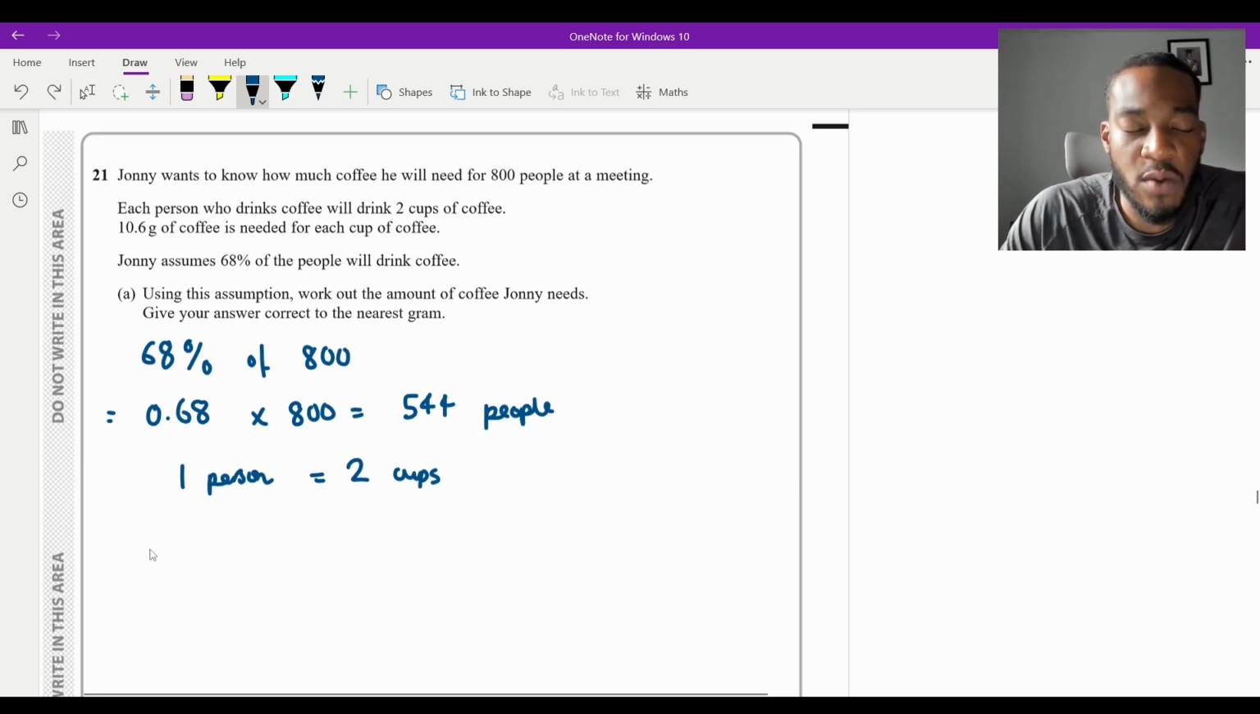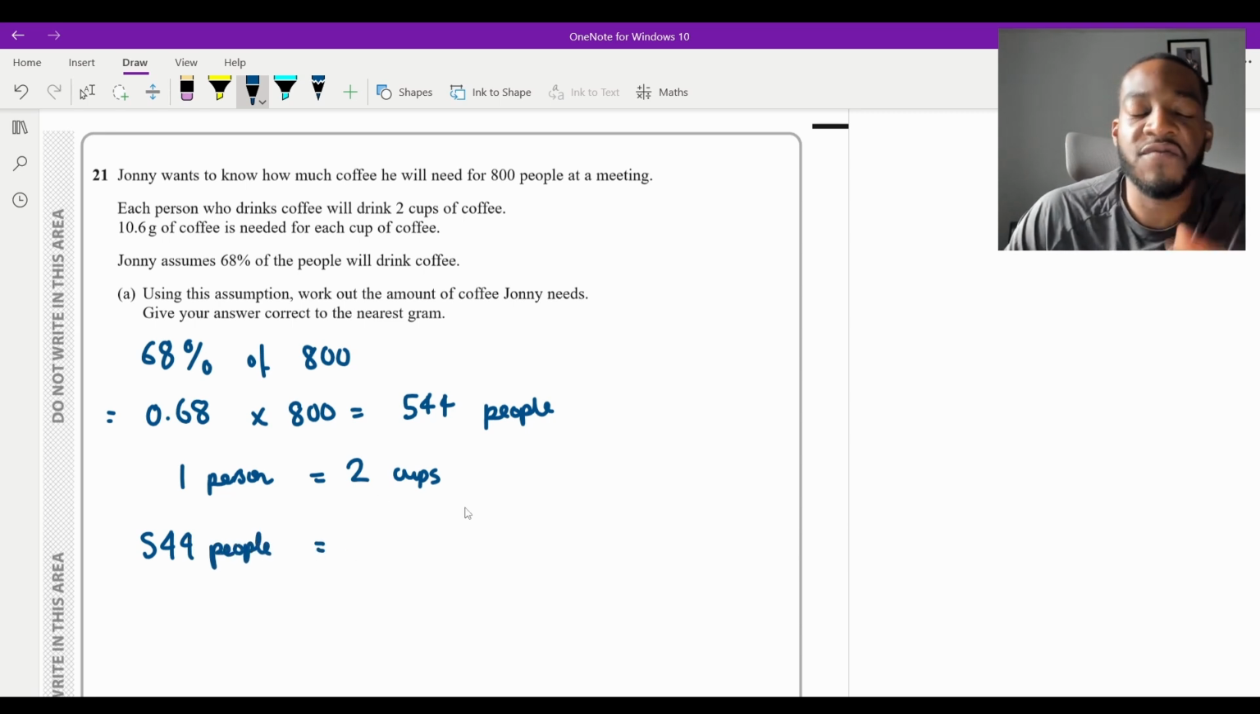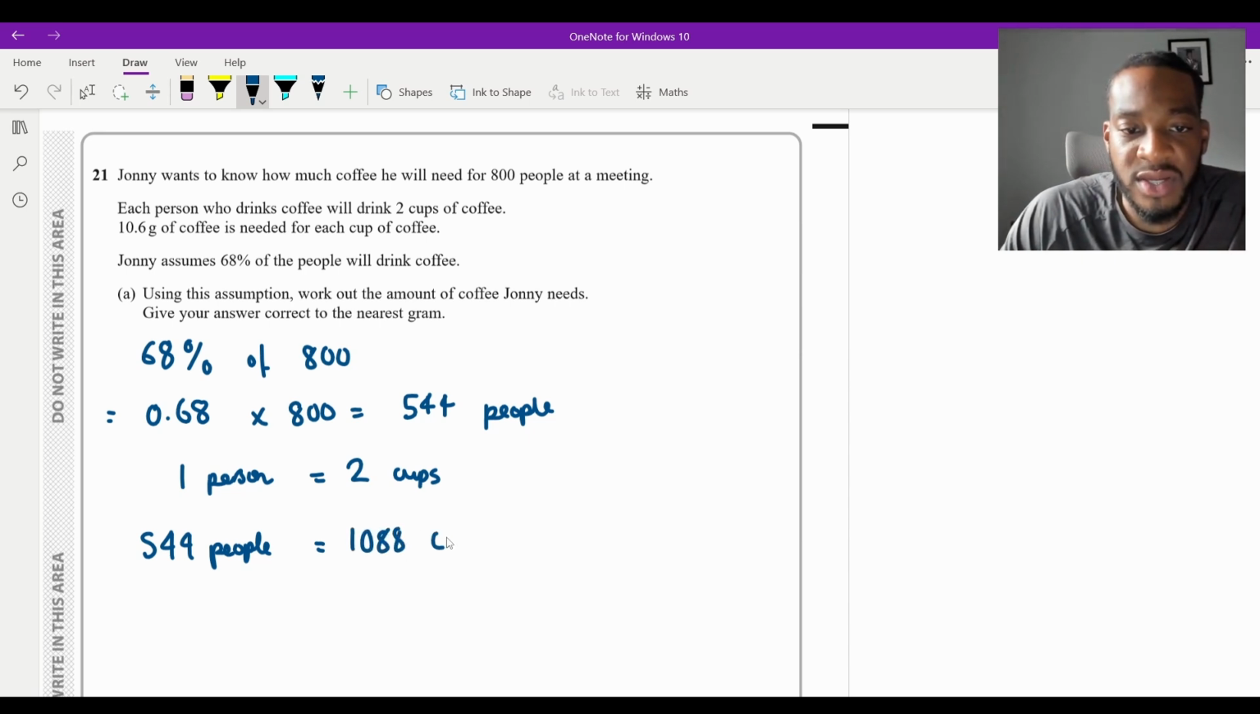So all we're going to do is multiply that by 544. So 544 people must equal 2 times 544. You can put that in your calculator, but it's just 1,088. So that means we need 1,088 cups of coffee.